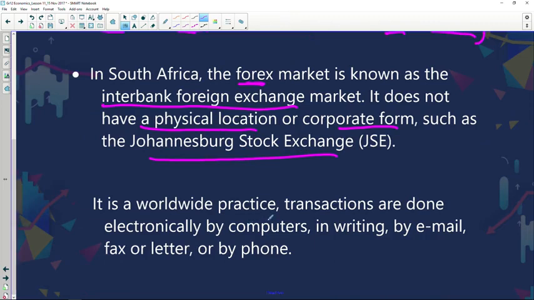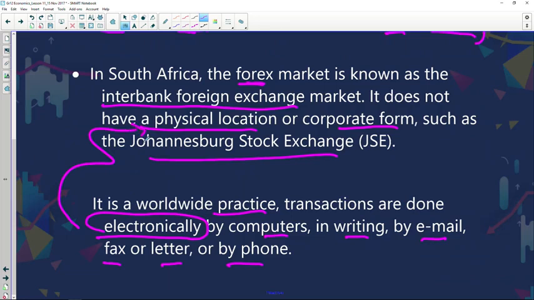So it is a worldwide practice. Transactions are done electronically by computers, in writing, by email, fax or letter, or by phone. Okay, so it is basically a system that is done electronically, whereby we use computers, we use writing, we send emails, you can send a letter, you can send a fax, or it could be done over your phone. So this just emphasizes the fact that it does not have a physical location or a corporate form as the Securities Exchange or the Johannesburg Stock Exchange.